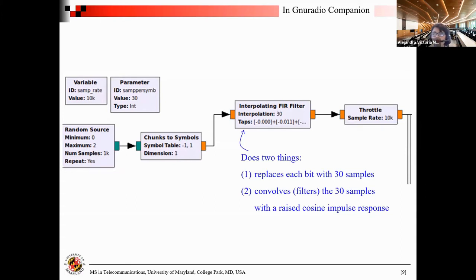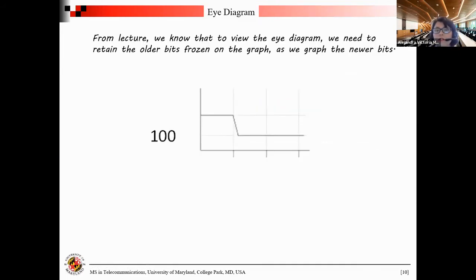So I want you to make sure that you have the working flow graph in your working directory in the lab. This FIR filter is going to replace each bit with 30 samples and then convolve the 30 samples with the root raised cosine impulse response. So you can see that's why it says interpolation 30. And then the taps are the convolution taps. The throttle enforces the sampling rate. And now we go on to the eye diagram.